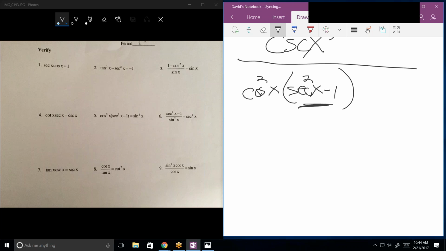Remember what the identity was. Tangent squared plus 1 equals secant squared. So what's secant squared minus 1 equal to? That's going to be equal to tangent squared. Right. So now we have cosine squared x times tangent squared x. And now, what's the quotient identity? In other words, I'm trying to prove that this is all equal to sine squared x, right?